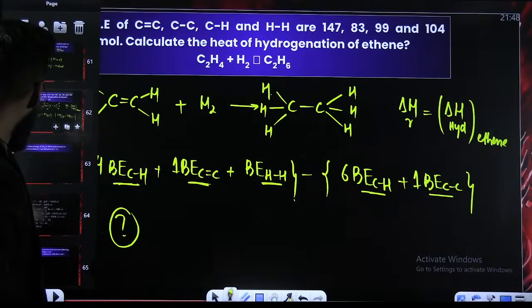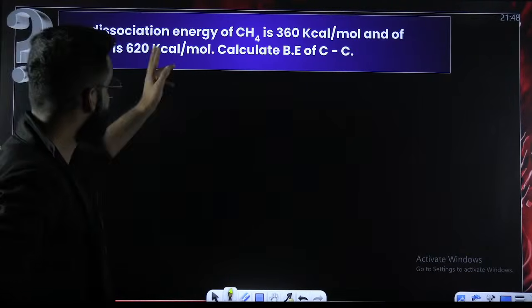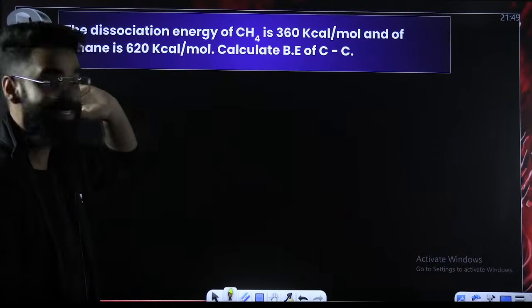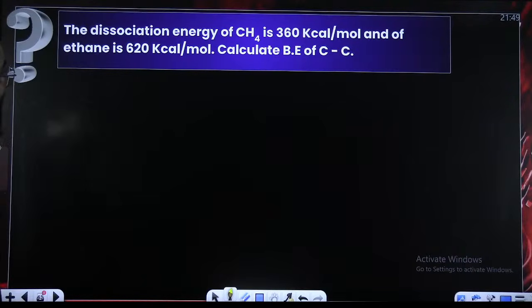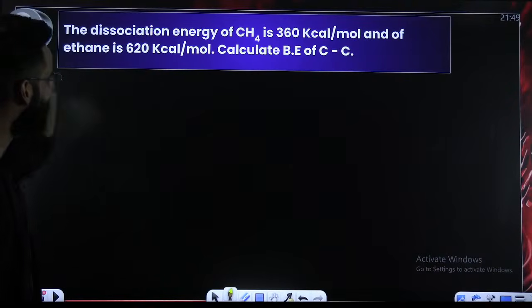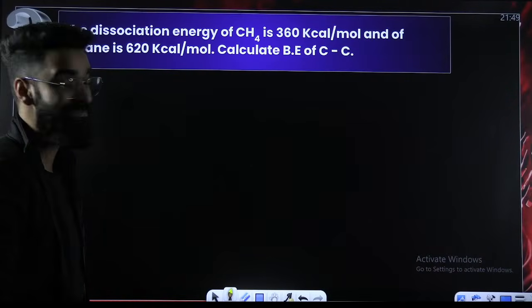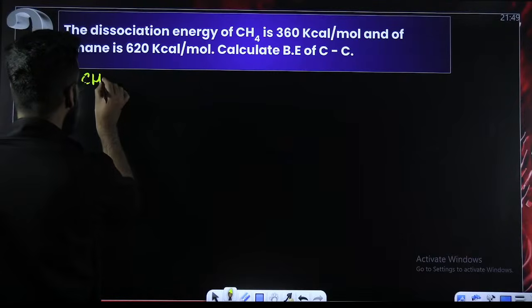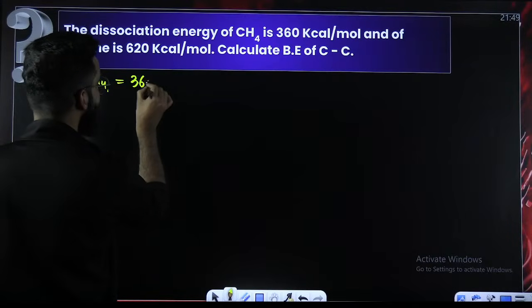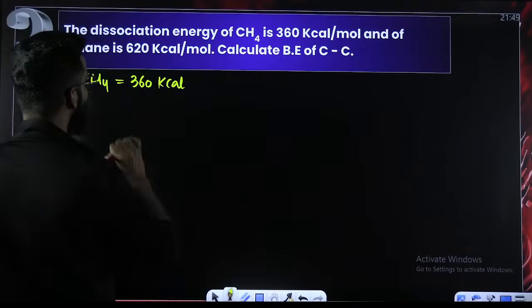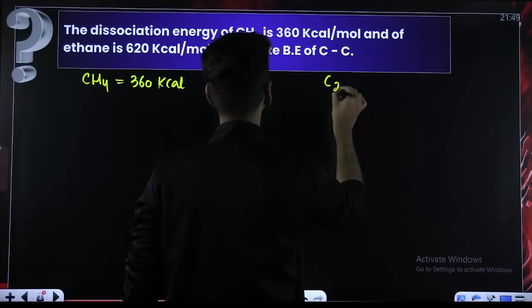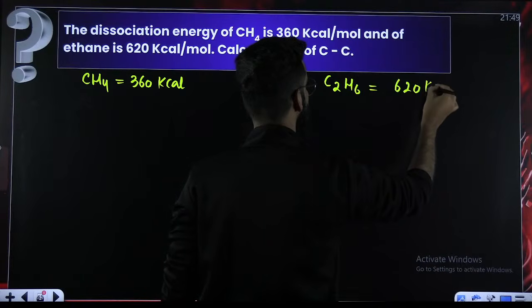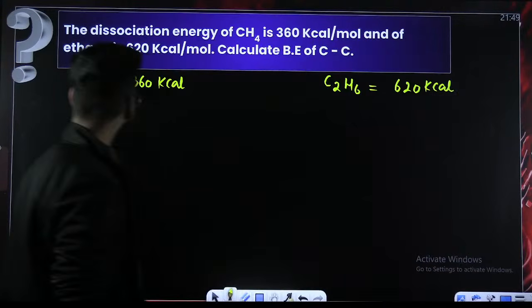Let's do one more question. The dissociation energy of CH4 is 360, and the dissociation energy of ethane is 620. Calculate the bond energy of C-C. So the dissociation energy of CH4 is 360 kilocalories per mole. The dissociation energy of C2H6, ethane, is 620 kilocalories per mole.